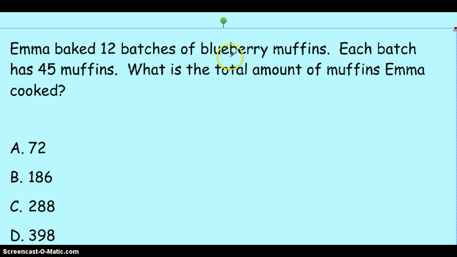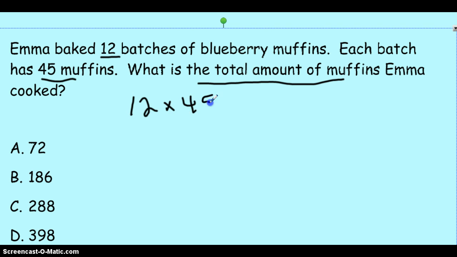Emma baked 12 batches of blueberry muffins. Each batch has 45 muffins. What is the total amount of muffins Emma cooked? So we're looking for the total amount. We have the number of groups, and we have how many is in each group. So this must be a multiplication. So 12 groups of 45 muffins. We don't know that right off the bat, but that will give us the total amount of muffins.